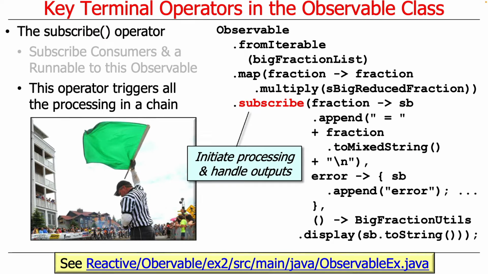The subscribe operator, in addition to terminating the stream and providing a conduit for onNext, onError, and onComplete events to be handled, also triggers all the other processing of the other operators in the stream. So nothing runs, because remember everything's lazy, until subscribe is hit. And when subscribe is hit, it's like the green flag goes down in a road race and off they go. At that point, things start to get pushed from the publishers through the subscribers.